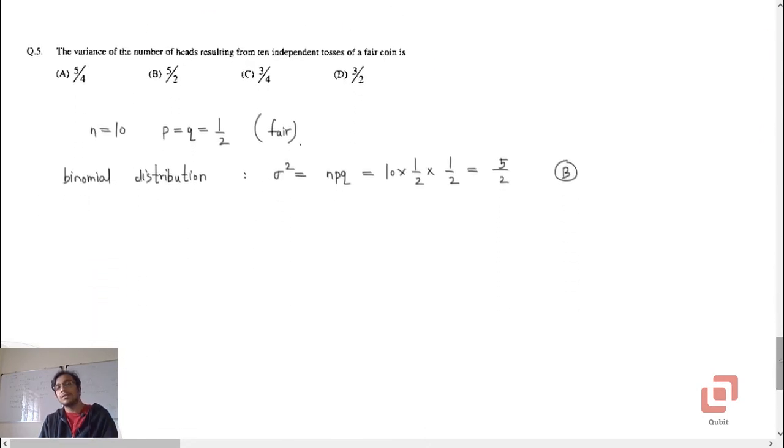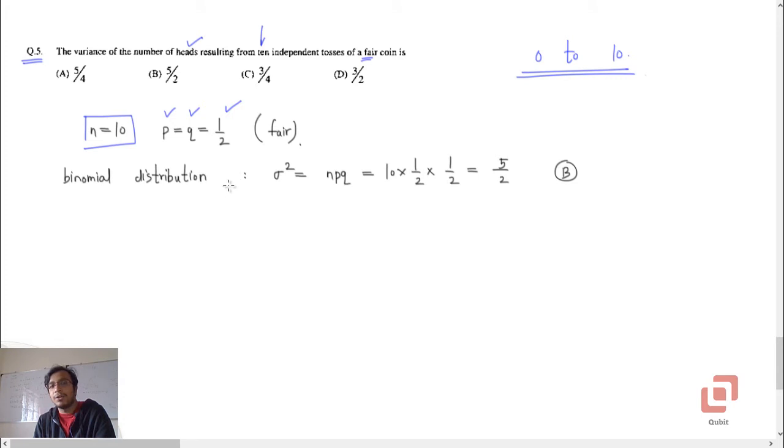Let us now go to a question on binomial distribution, question 5. You may call it a probability question as well. The variance of the number of heads resulting from 10 independent tosses of a fair coin is. Clearly here the Bernoulli trial is tossing a coin which is being performed 10 times, so n is 10 in usual notations. Because the coin is fair, both success and failure probabilities are 1 upon 2. What we want is the variance of the number of heads. Now the number of heads can range from 0 to 10.